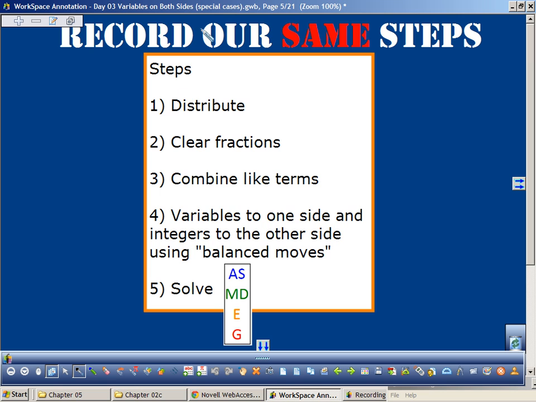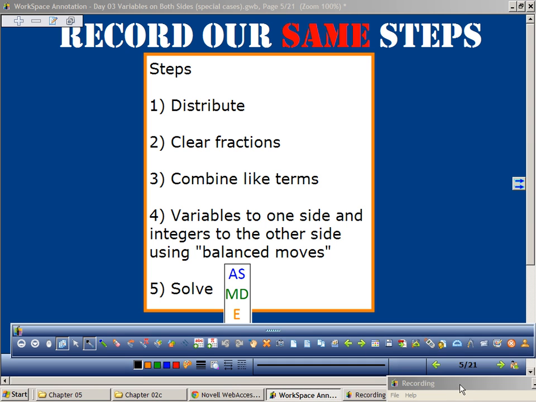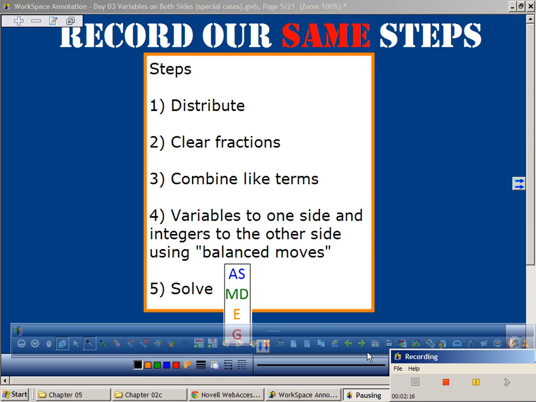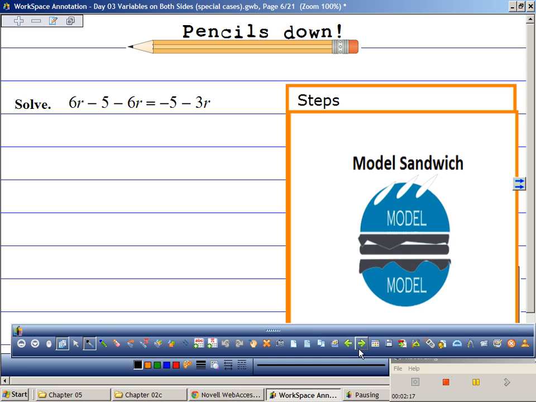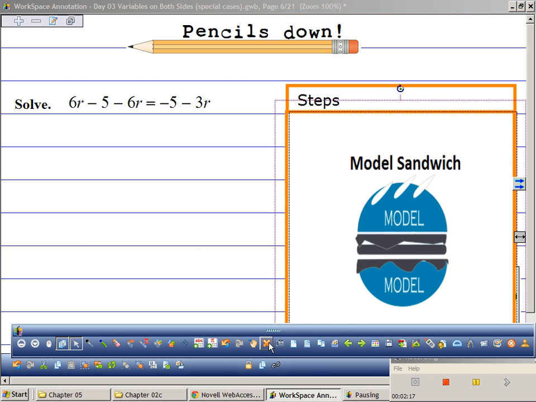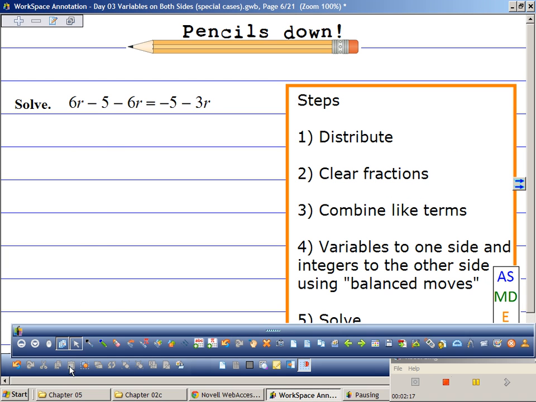All right, go ahead and write down your steps, same steps as yesterday, and let's do some more practice. Okay, so let's begin. Pencils down. So I'm going to go ahead and solve this one for you. So our first step was to distribute. Let's just uncover our steps here. I don't have anything to distribute. I don't have any parentheses.